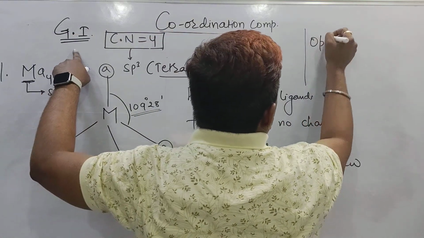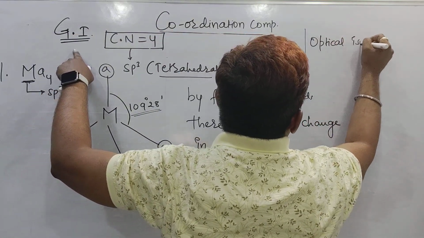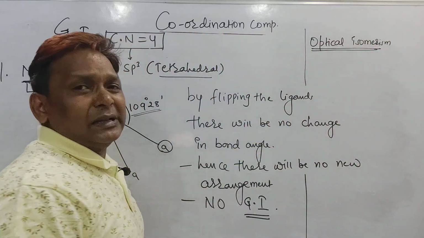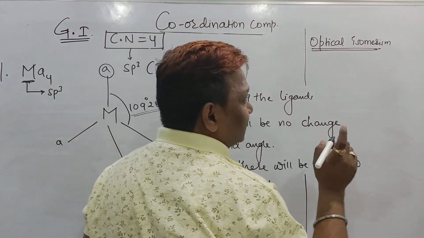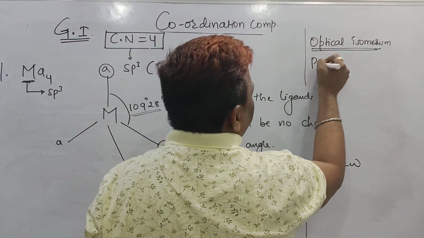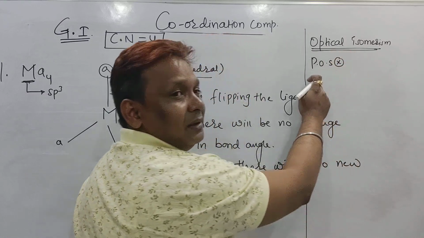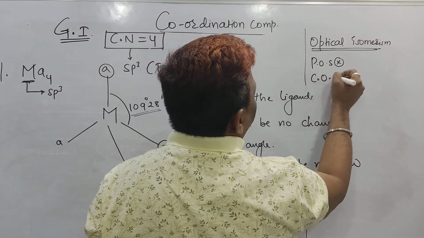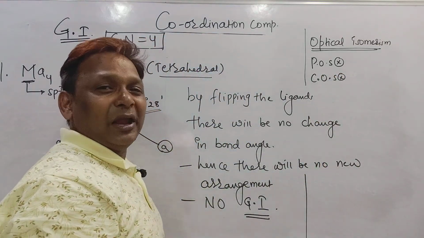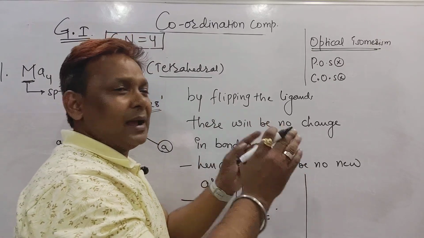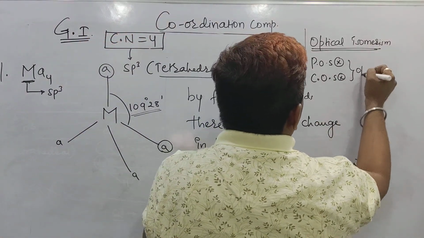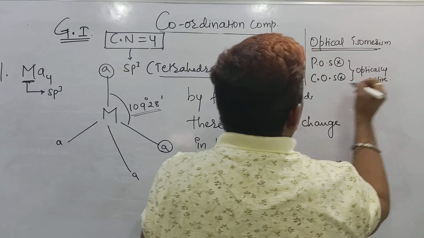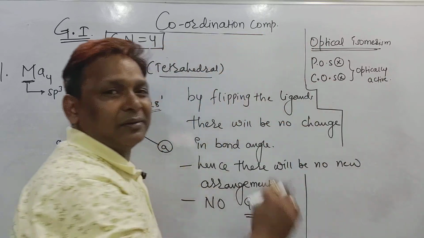Now I will talk about optical isomerism. What is the important point you have to remember for optical isomerism? Listen here. The compound should not have a plane of symmetry, POS. What is the POS, beta? Plane of symmetry. The compound should not have a center of symmetry. Plane of symmetry absent, center of symmetry absent. That means our compound is optically active. It is an important point to remember.